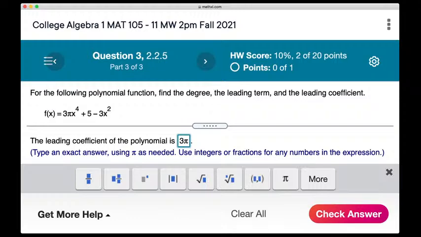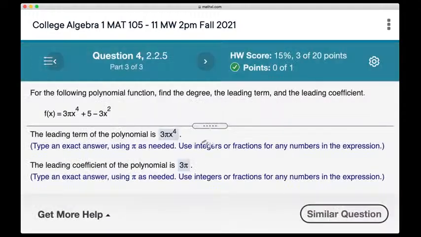Let's see who's there. Got this one and this one. Cool. Let's check that answer.